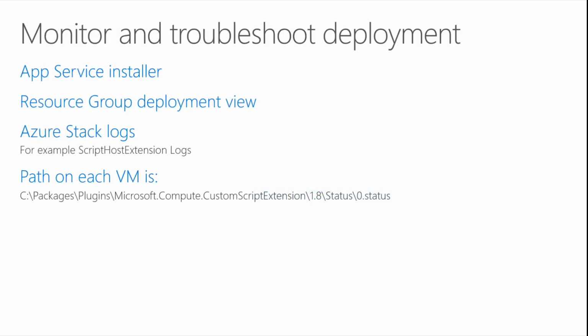Okay. So we can monitor and troubleshoot the deployment. There's information in the portal that will tell you, as a resource group deployment view, and actually in that documentation, aka.ms/AzureStack/appservice, it will tell you what to look for. There are also Azure Stack logs from the script host extension logs. And then on each VM, there is a status that will give detailed information if you need to walk through that.